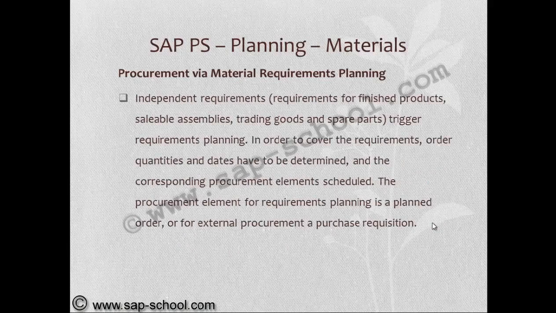Independent requirements, that are requirements for finished products, saleable assemblies, trading goods, and spare parts, trigger requirements planning. In order to cover the requirements, order quantities and dates have to be determined, and the corresponding procurement elements scheduled. The procurement element for requirements planning is a planned order, or for external procurement, a purchase requisition.